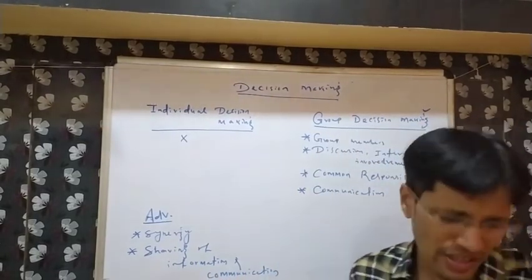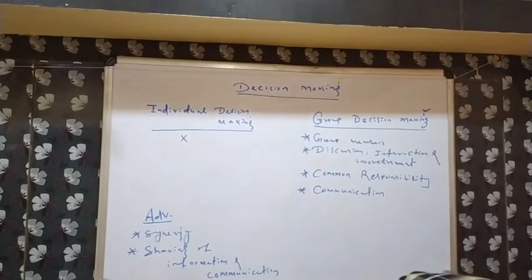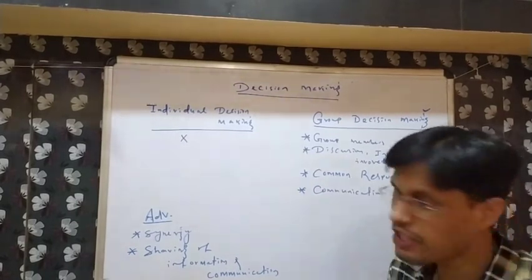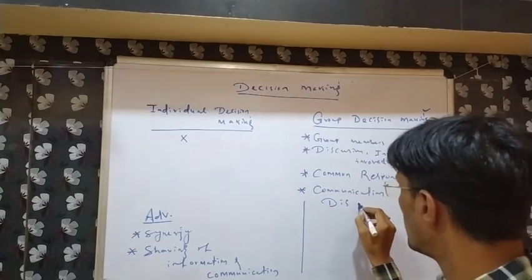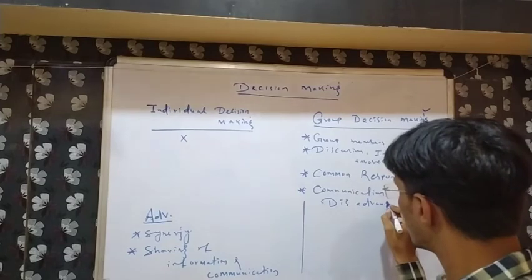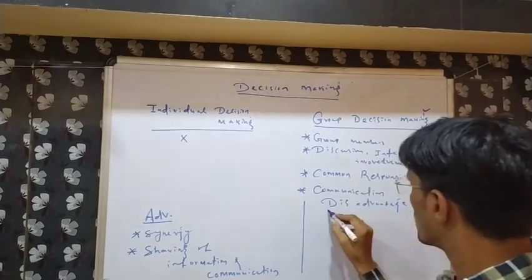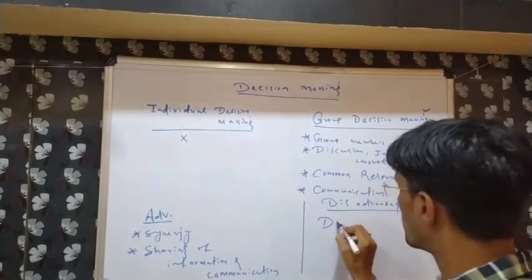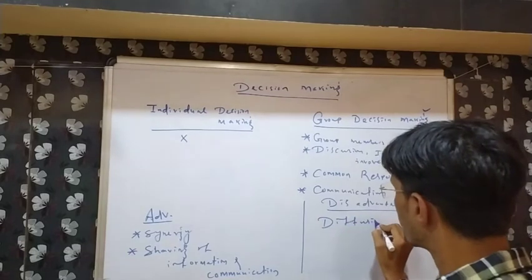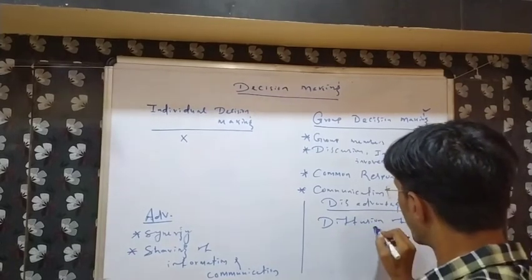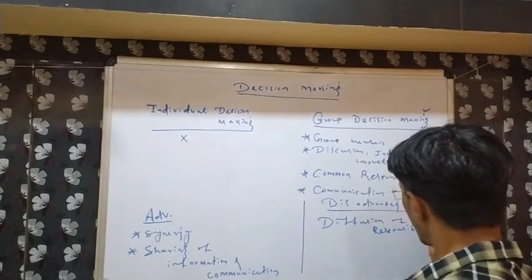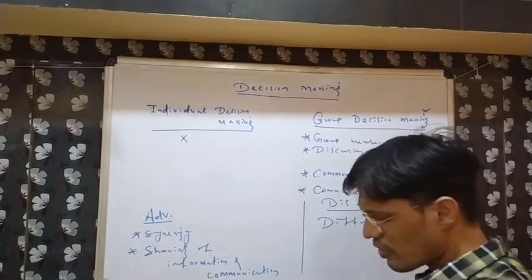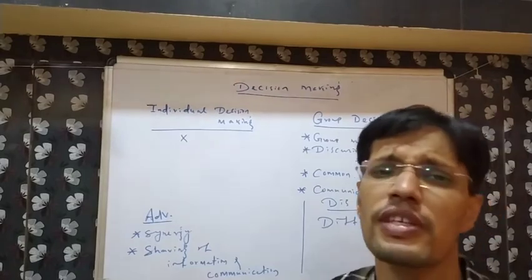Similarly, there are certain disadvantages. First, it is diffusion of responsibility. Disadvantage: diffusion of responsibility. What do you mean by diffusion of responsibility?